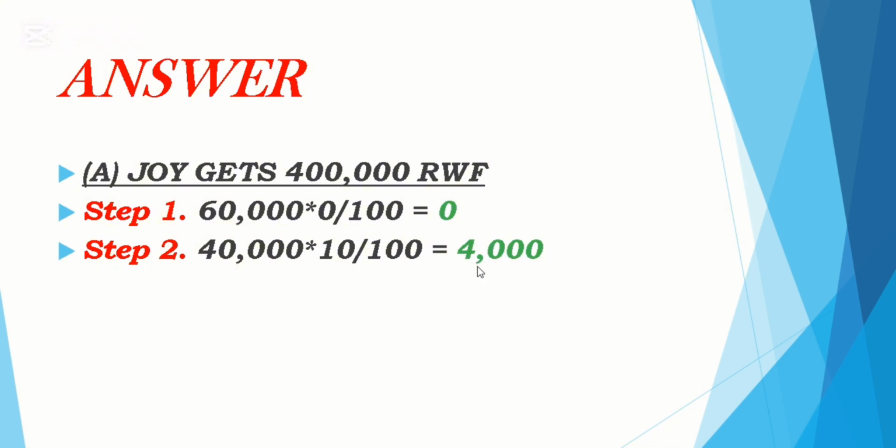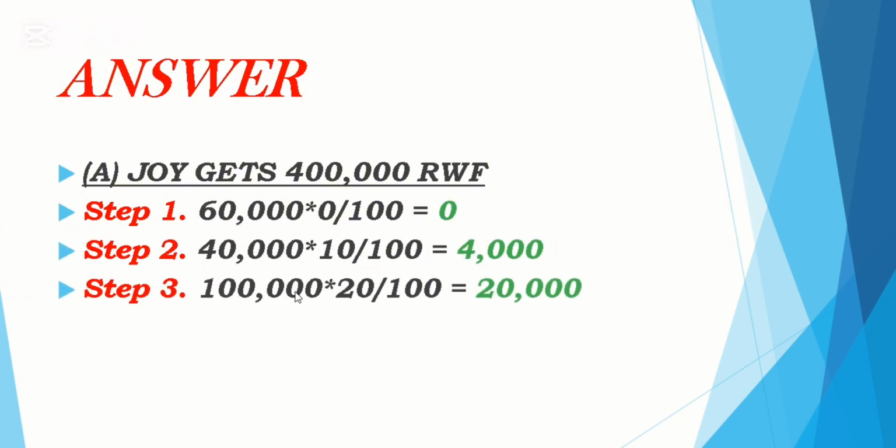Thank you. Now, we need also to see Joy's income that is between 100,000 excluded to 200,000. That is to say, the difference is 200,000 minus 100,000, which is 100,000. So step number 3 will be 100,000 times 20%, 20 over 100, which is 20,000 Rwandan francs. Remember, we are here in Rwanda. I hope that you are getting it.